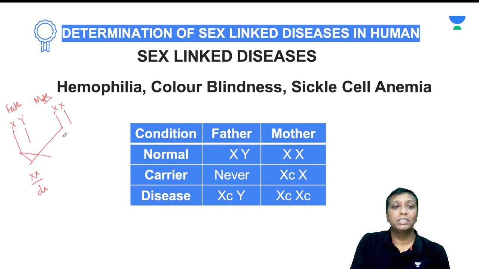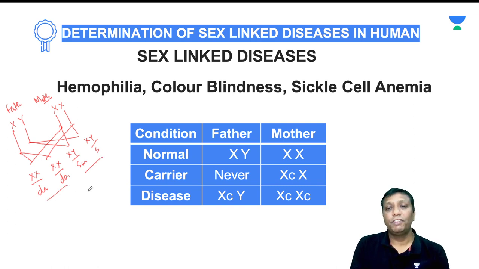If this X of the sperm fuses with another X chromosome of the egg, it is again a daughter, guys. But what happens if the father side has a Y chromosome and the mother side has an X chromosome? It will have XY as a son, and the other side, Y and X, is again XY as a son. So this is the reason out of 4, 2 son and 2 daughter, 50-50%.